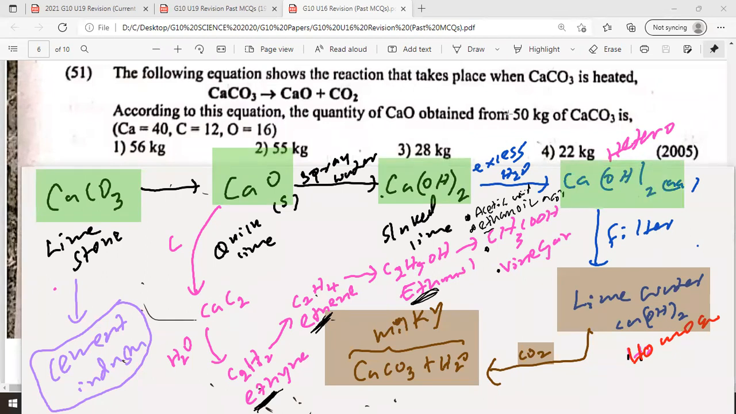Yeah, anyone raise the hand here? Yeah, Nisula, you have a question to ask? Sir, this is called industrial chemistry. Correct. It's industrial chemistry, but in industrial chemistry there are so many industries.